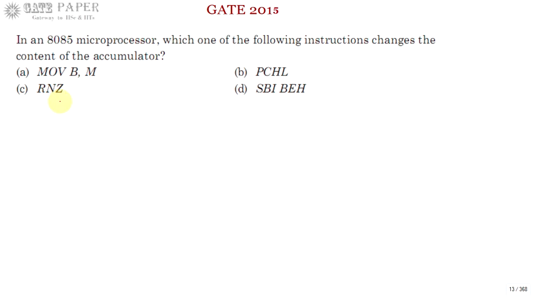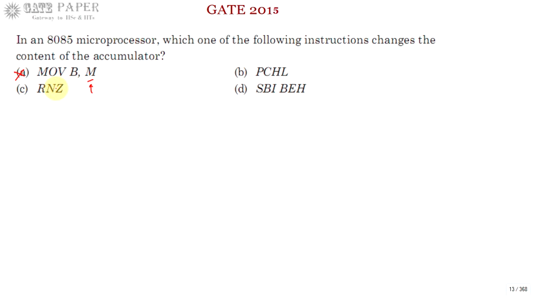So first, if you look at MOV B,M: this instruction copies the data byte from the memory location and stores it into register B. Now register B has the contents of the memory location, and the memory location data is not modified. This instruction doesn't involve the accumulator, so there is no chance of modification of accumulator contents. So A cannot be the answer.